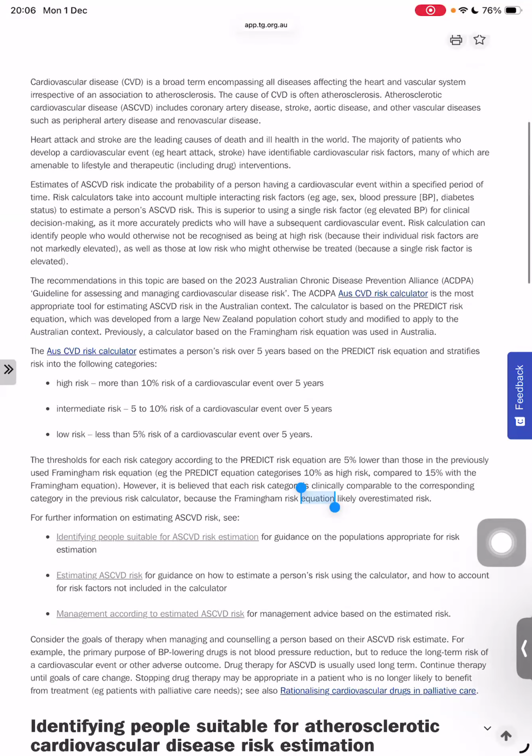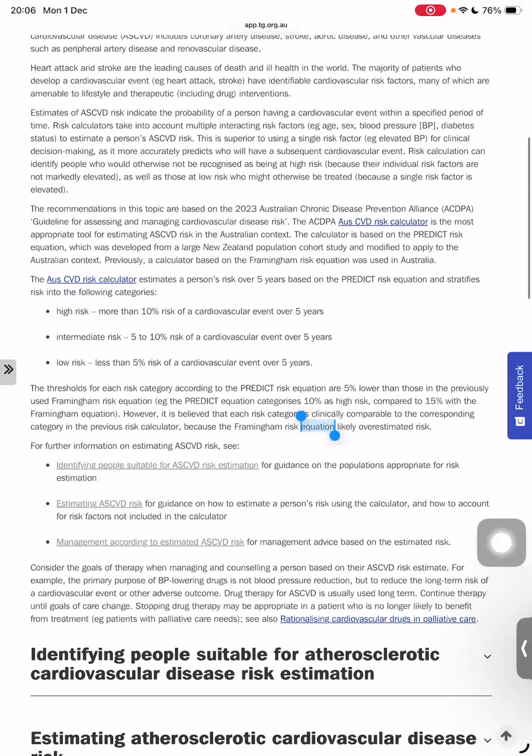Okay, the recommendations in this topic are based on the 2023 Australian Chronic Disease Prevention Alliance, ACDPA. This is the risk calculator we are using here. In the Australian cardiovascular risk calculator, we estimate the person's risk over 5 years, based on predicted risk evaluation, and it stratifies risk into the following categories.